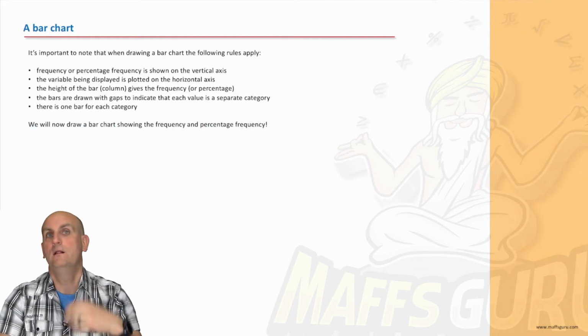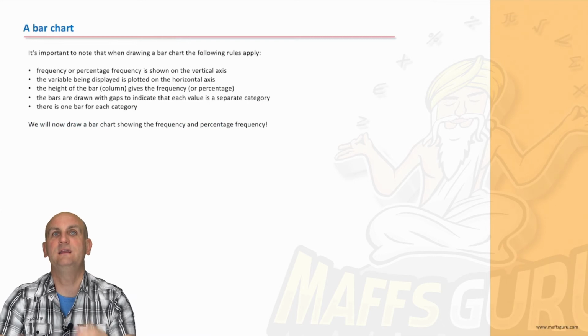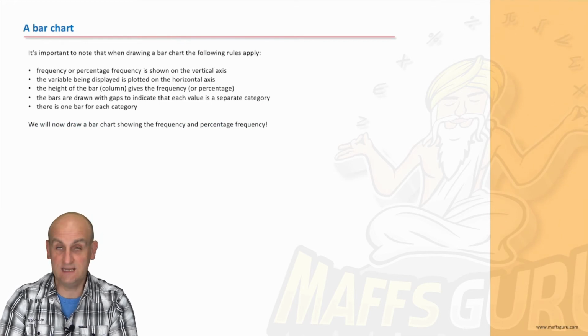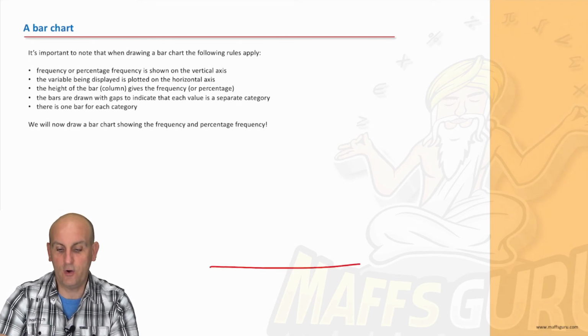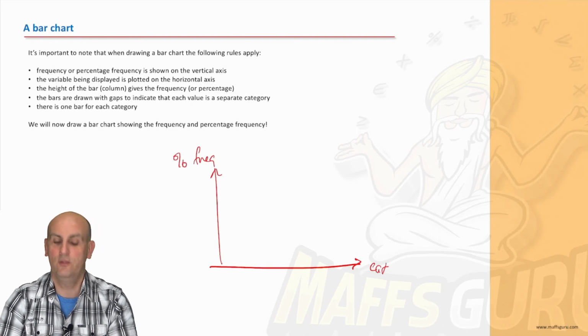Now, obviously, if you're allowed to have summary books, you would like to have stuff written down so that it gives you an idea of what a bar chart is. As I said here, I've got important points for bar charts. One, frequency or percentage frequency is shown on the vertical axis. I'll explain why in a moment. The variable being displayed is plotted on the horizontal, and that's the category. So you put the categories there, and you put the percentage frequency, or just the frequency, on the vertical axis.